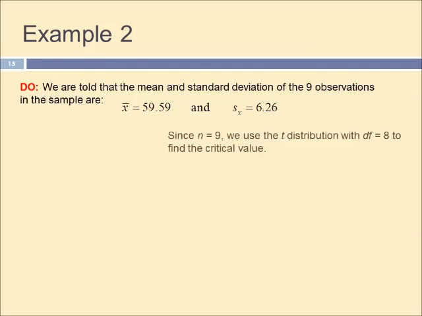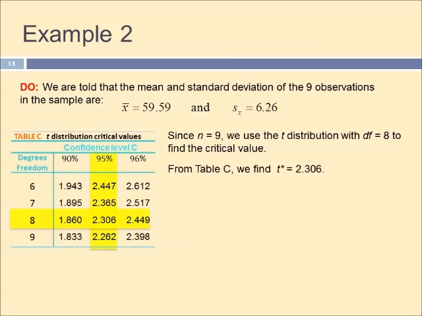So we take the mean of the sample and the standard deviation of the sample. We first need to locate the critical value, t. So with sample size 9, the degrees of freedom are 8. And we locate the row 8, degrees of freedom 8 from table C, and the intersection with the column of 95% confidence. So the critical value for t is 2.306.